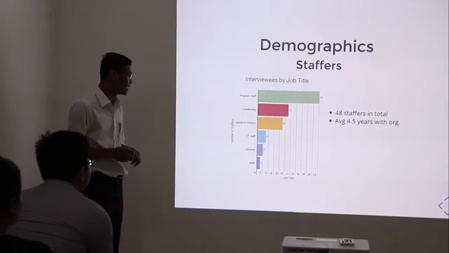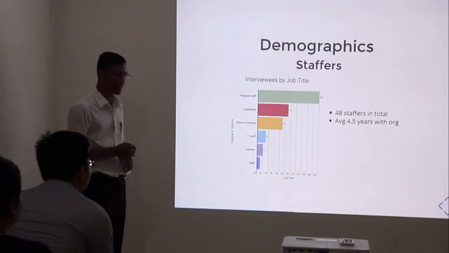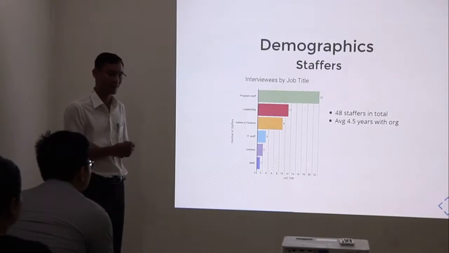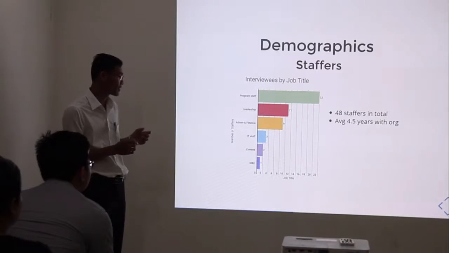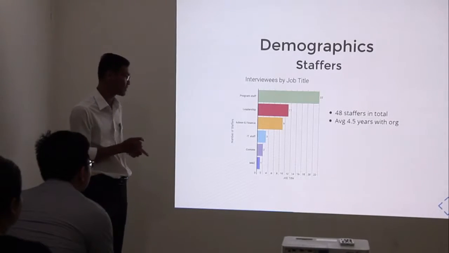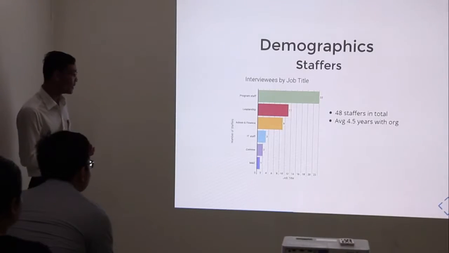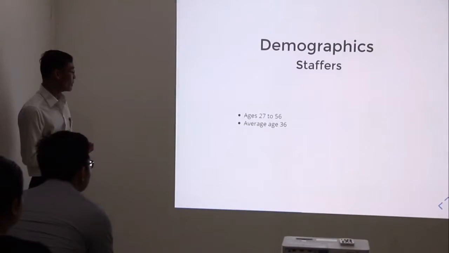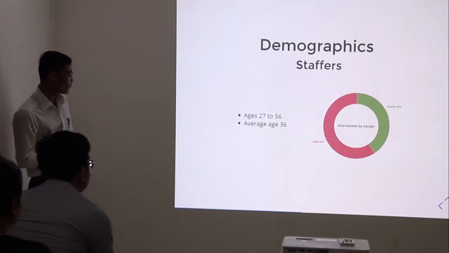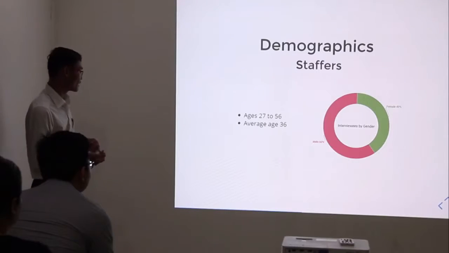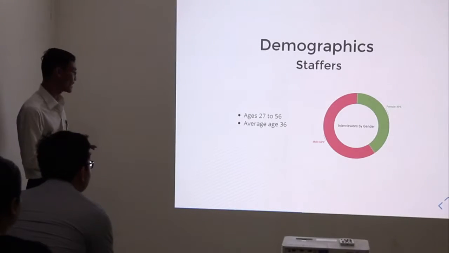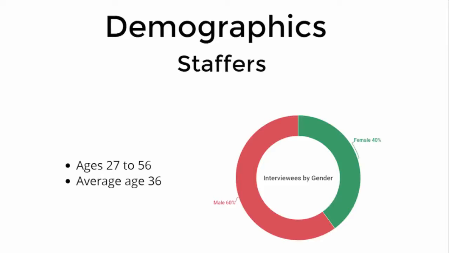And we also interviewed nine admin and finance staff, and we also interviewed IT, communication, and economic staff. Related to the number of years spent with the current organization, each person has spent on average 4.5 years there. And in terms of age, we found that the youngest is 27 and the oldest is 56, so the average is 36 years. And the majority of the interviewees are male, 30%.